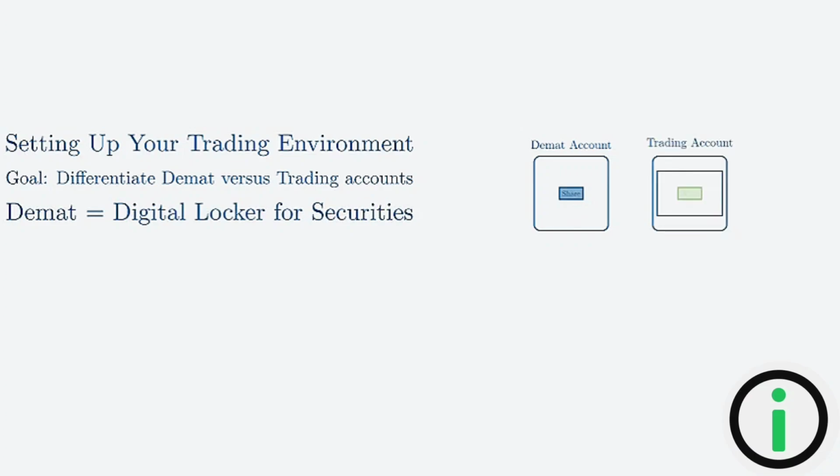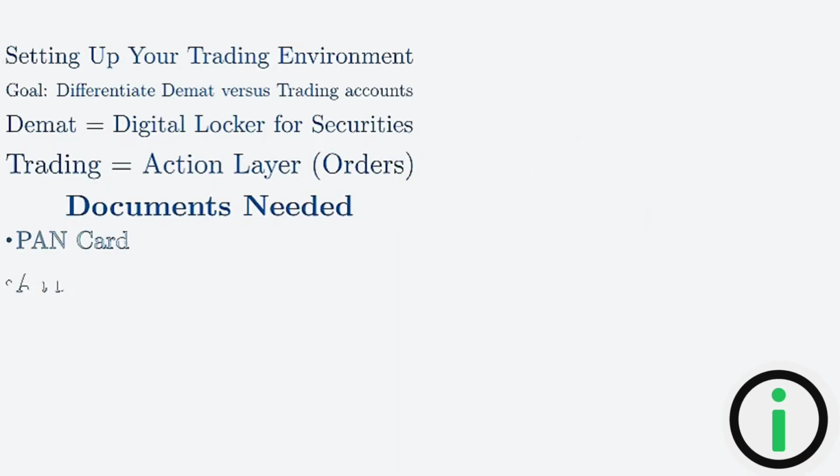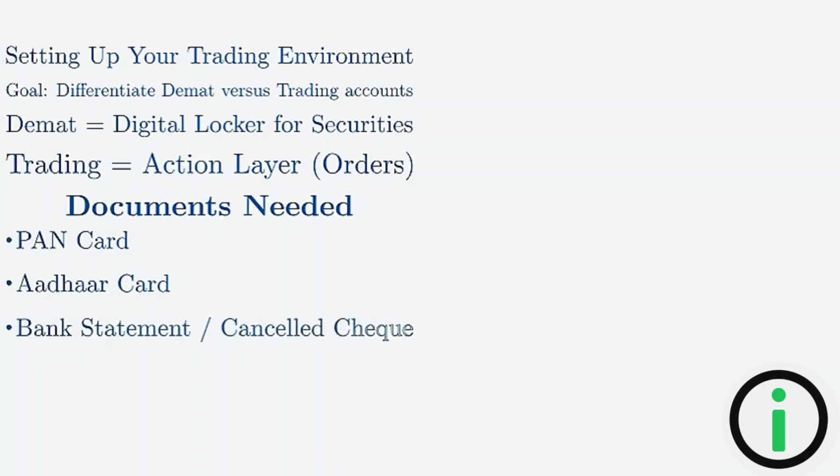Second is the trading account. This is the interface provided by your broker that allows you to actually place buy and sell orders. Think of the trading account as the action layer and the Demat account as the storage layer. To open these, you will need to complete a KYC process, which stands for Know Your Customer. This usually requires your PAN card, Aadhaar card for identity verification, and a bank statement.